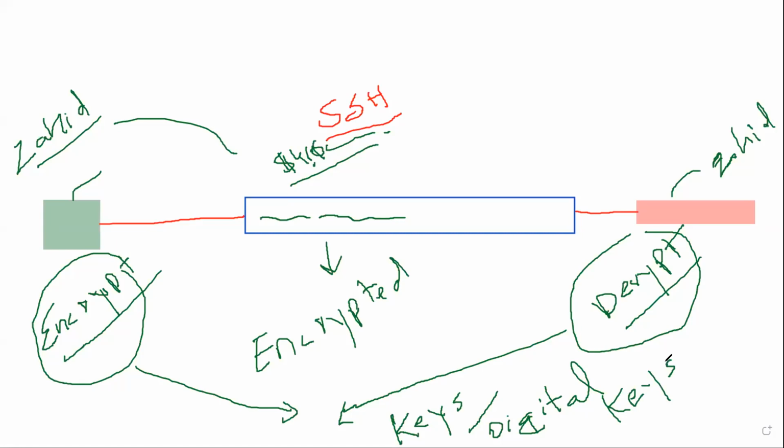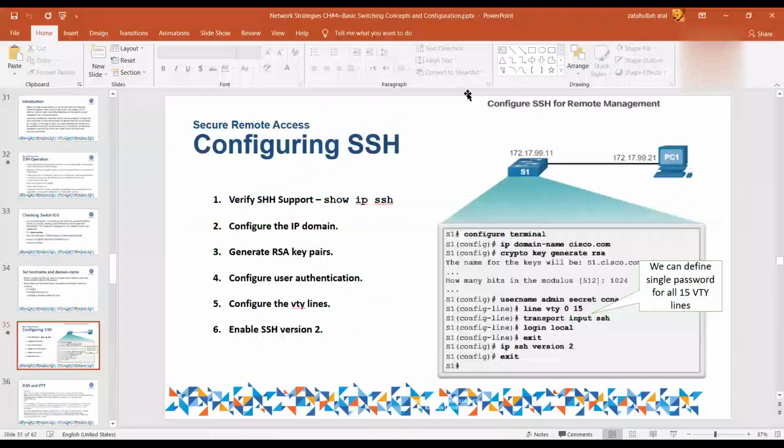So we understand that the Zahid PC will encrypt the data and the switch will decrypt the data. Then the switch will be able to understand what is received. And how will these messages be encrypted and decrypted? For this purpose, SSH is using keys. And now in this command, we are defining the key, that who will generate the key?